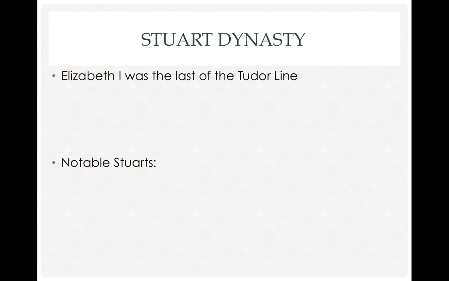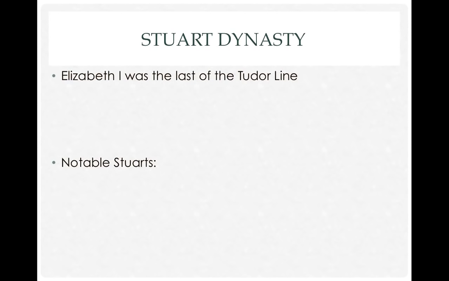Now, if you remember from class, before the Stuarts were the Tudors. You remember there was Henry VIII and his 3 children that ruled. Edward VI, and then Mary Tudor, or Mary I, also known as Bloody Mary, and then finally Elizabeth. Elizabeth was the very last of the Tudor line. If you remember, she was called the Virgin Queen because she never married. She had no children. So England was kind of in a tough spot.